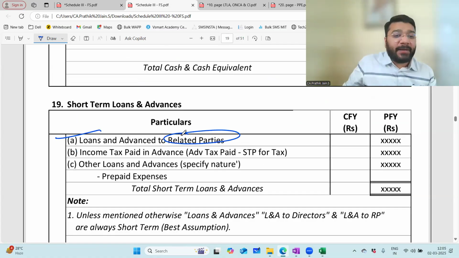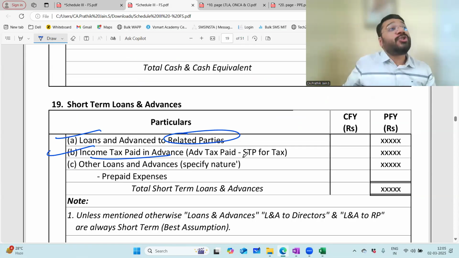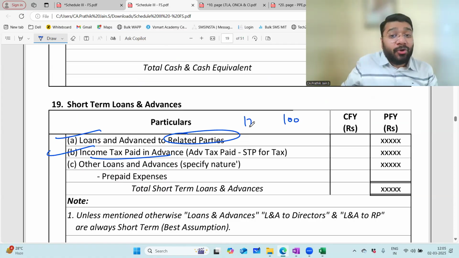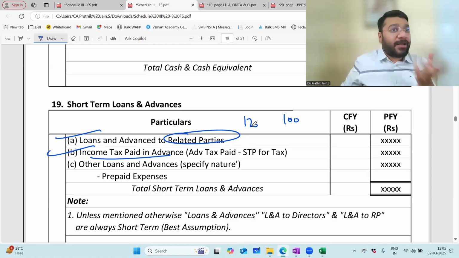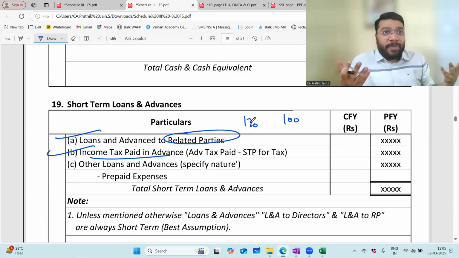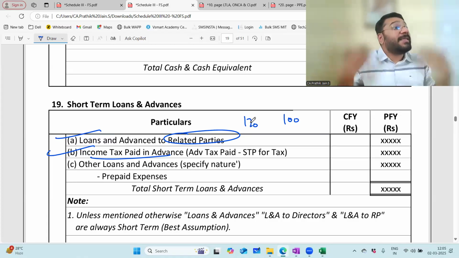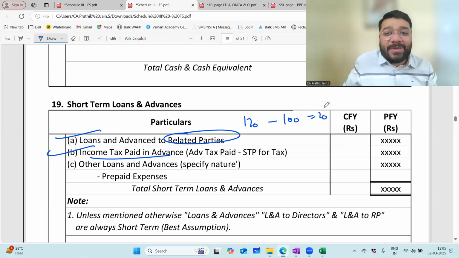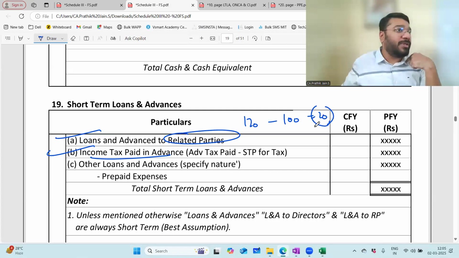Loans and advances to related parties. Income tax paid in advance means what? The actual provision of that is 100 rupees. But you paid by mistake advance money, 120 rupees. Actual tax liability, the provision you create, is 100. But out of excitement to pay to the income tax department, you paid 120. So how much extra you paid? 20 rupees extra you paid. So this will come back to me in future in the form of refund.